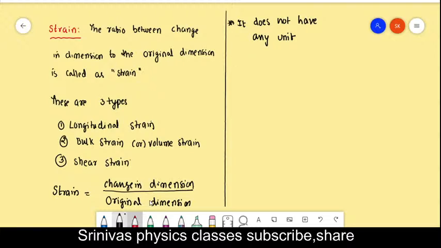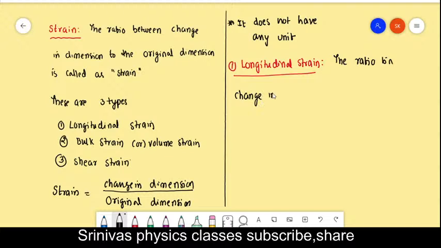Let us discuss the first type of strain. What is the first type of strain? That is longitudinal strain. It is the ratio between change in length to the original length. Here we have to take the dimension as length. The ratio between change in length to the original length is called longitudinal strain.